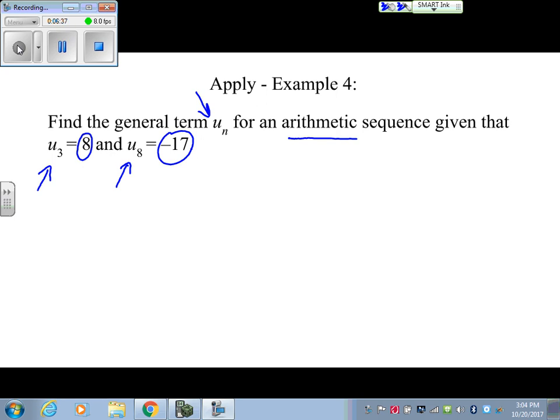So when I get a problem like this where I have a couple numbers that are not consecutive, that are sort of spread out, I try to draw a little picture. You might say, how do you draw a picture for a number list? Well, I just sort of do a fill in the blank. So I've got the first term, I don't know it. Second term, I don't know it. Third term, it's 8. Fourth, fifth, sixth, seventh, and eighth term, I know the eighth term, it is negative 17.